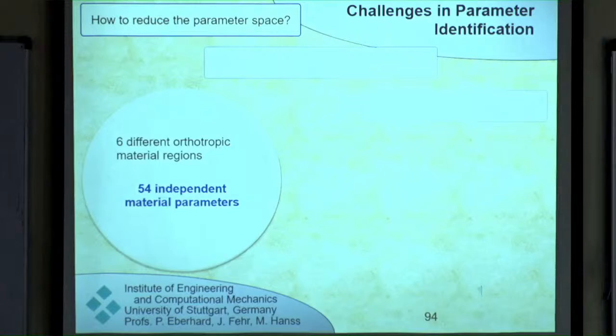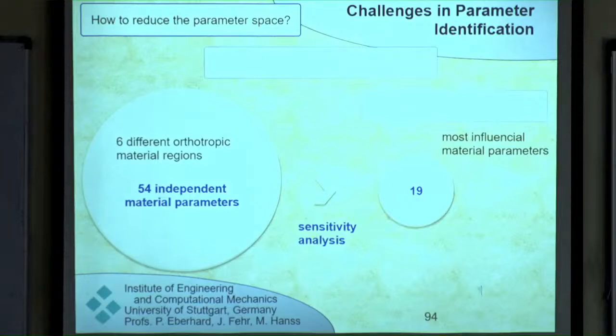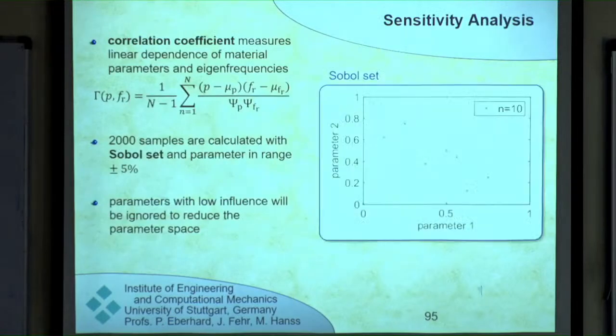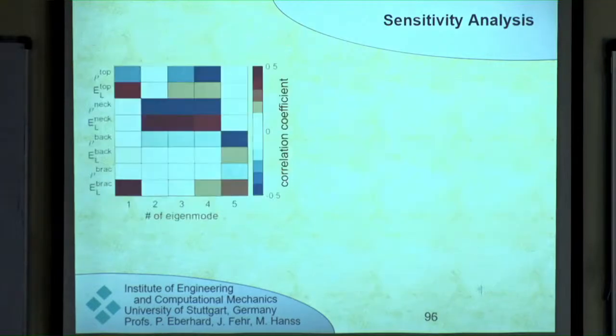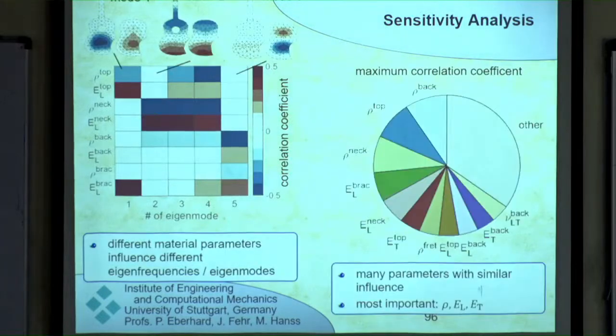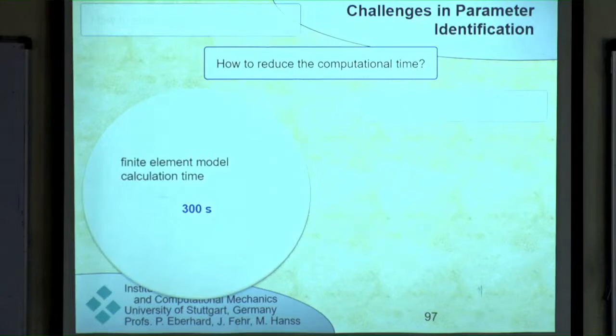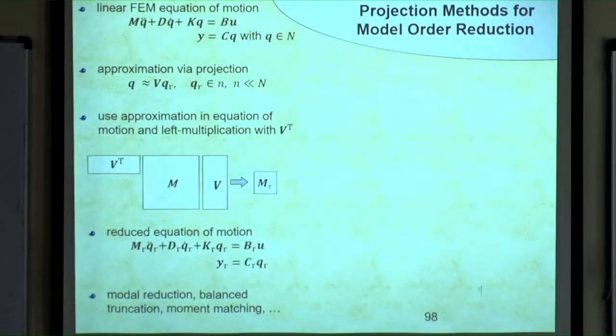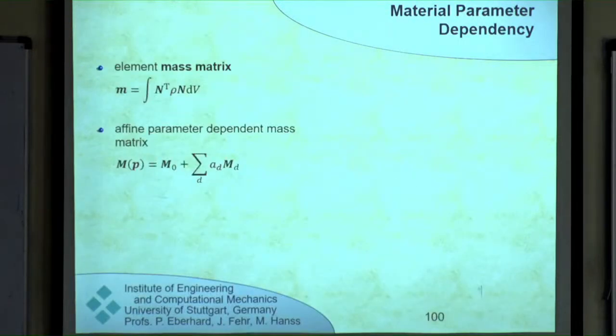So you need to get very complicated material laws. You have to reduce the number of materials to only the most sensitive ones. You do a sensitivity analysis, which parameters have a high influence and which are not so influential. A lot of mathematics involved. A sensitivity analysis is performed, which parameters influence which eigenmodes. So you can see there's a lot of things going on for just such a music instrument. You need too much computation time. You have to reduce it using model order reduction. And I want to jump over this, not to waste too much time.